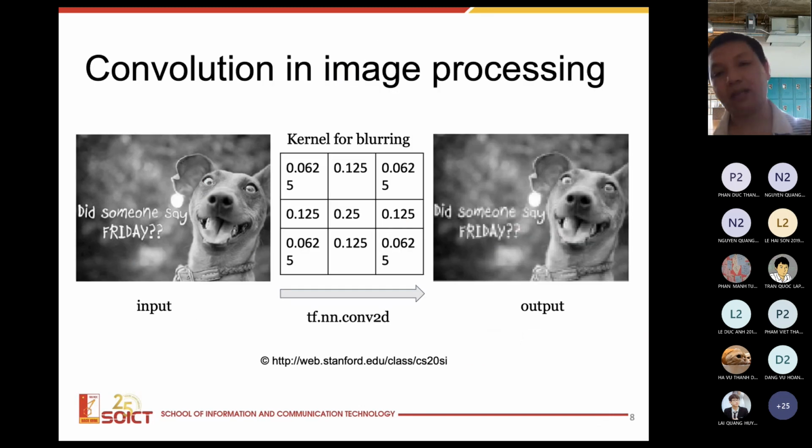For image processing, people have been using convolution for a long time. Here is an example of using a kernel for blurring an image. This is the input image and this is the output image. You see that in the output image, the image is blurred. How? By applying the kernel. This is a 3x3 kernel, and you see the weights in the kernel.